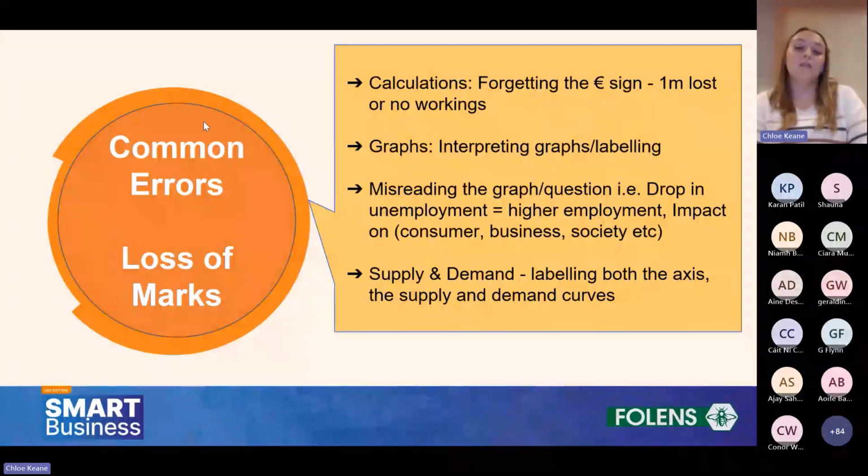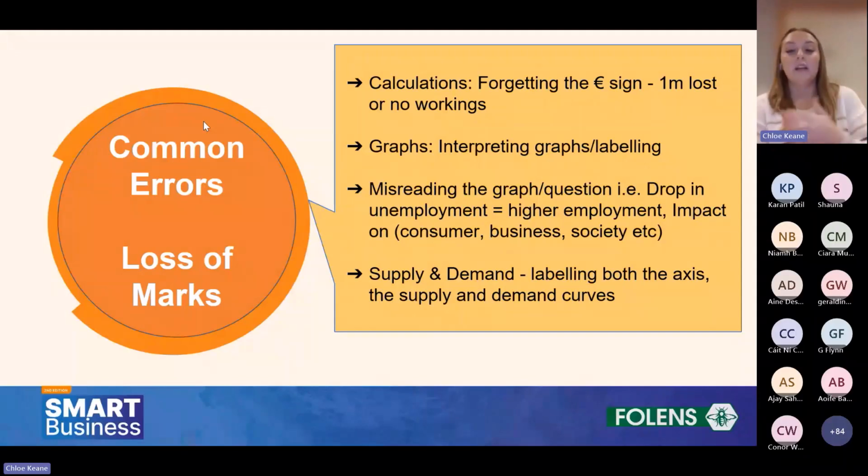Misreading the graph or the question itself. So this was something that came up in a previous exam paper, a drop in unemployment. When I was doing the economic indicators chapter, they talk about the impact of high employment, the impact of low employment, and just making kids aware that a drop in unemployment is basically the same thing as saying that there's higher employment, more people are working. And then the lead on from that question was to speak about the impact of that on the consumer or society or the business or the government or whatever it was. So if they misinterpreted reading that from the graph, then even though they give perfect information in the rest of their question, they misinterpreted the graph, so they're losing out on the marks for that.